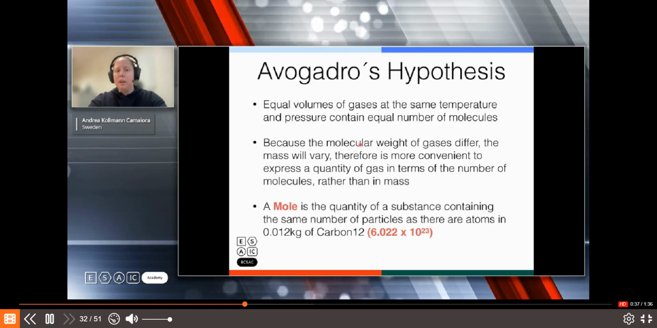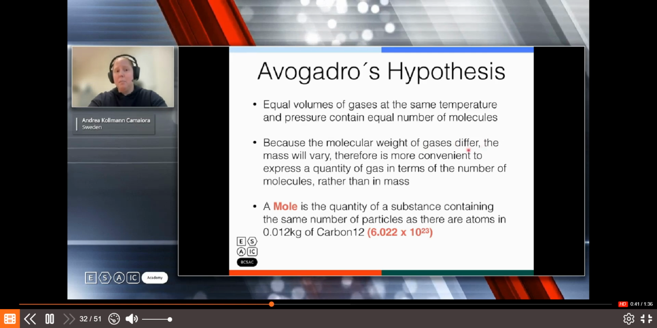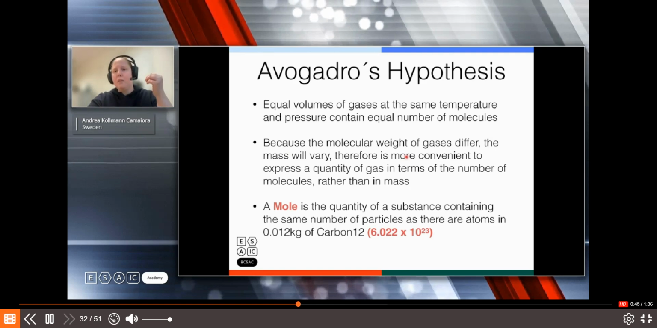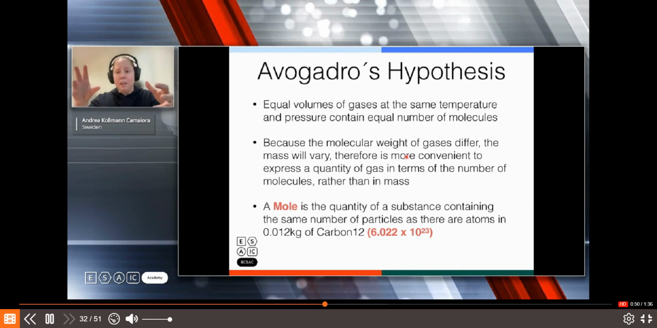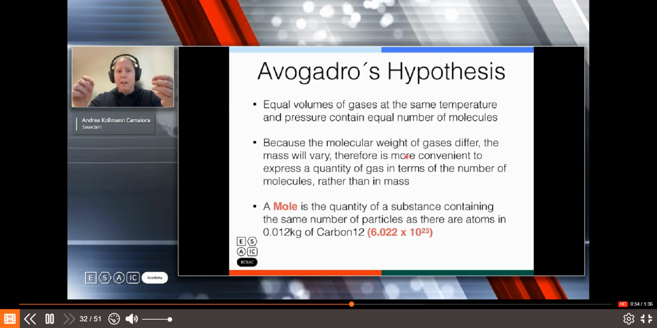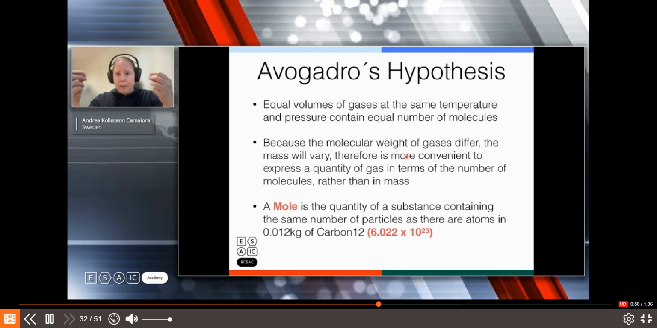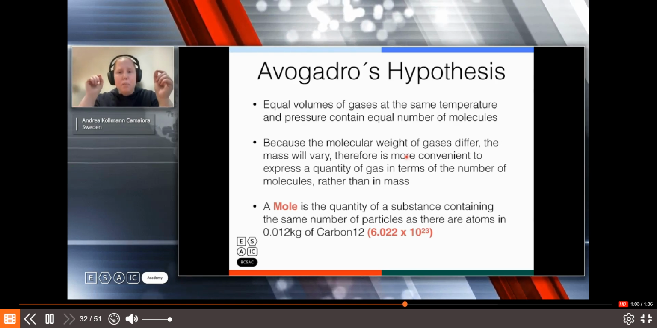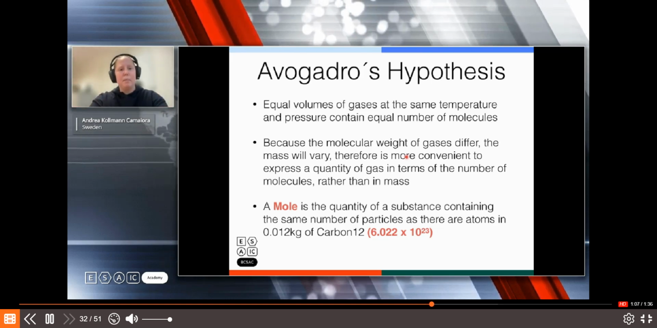But because of the molecular weight of gases, they have different masses. The mass will vary. So it's difficult to say, give me 10 grams of oxygen versus 10 grams of carbon, because they have different molecular weights. But if I give you the same volume at the same pressure, at the same temperature, then I'm giving you the same number of molecules. Some might weigh more, it's heavier, but it's the same number.